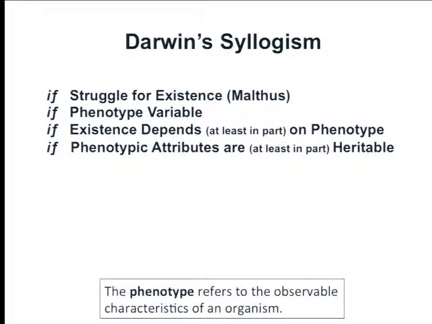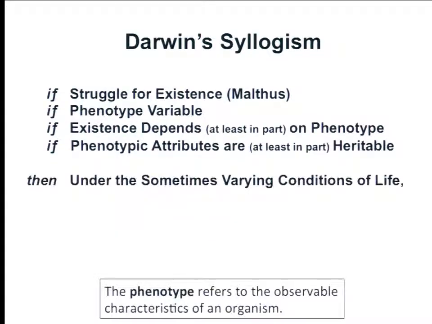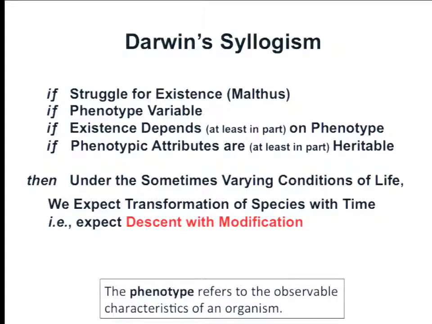And if those phenotypic attributes are at least in part heritable, and heritability is something we expect, like begets like is one way of saying it, the way Darwin said it. The apple doesn't fall far from the tree is another way of saying it. Father like son. So if I've got some slight advantage that gives me an edge over everybody else, and that advantage is passed on to my offspring, then, under the sometimes varying conditions of life, we expect transformation of species with time. That is, we expect descent with modification. And that is the heart of Darwin's thinking. No more, no less.